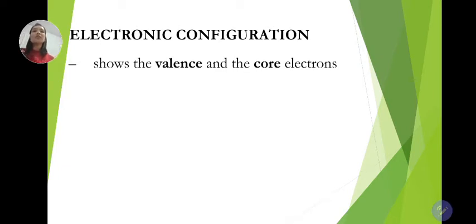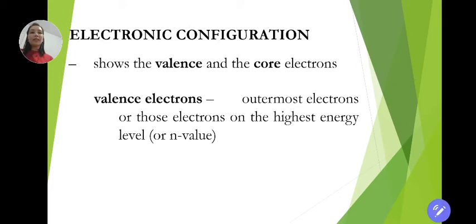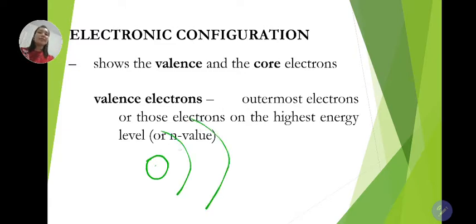This also shows the valence and the core electrons. What do we mean by that? The valence electrons are the outermost electrons or those electrons on the highest energy level. For example, we have this atom. This is the nucleus. We have 2 energy levels. We have electrons here. Then we have electrons here. Okay, so our valence, this is the last or the outermost energy level. This is called our valence electrons.